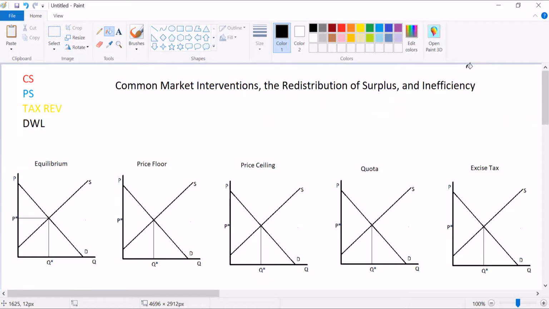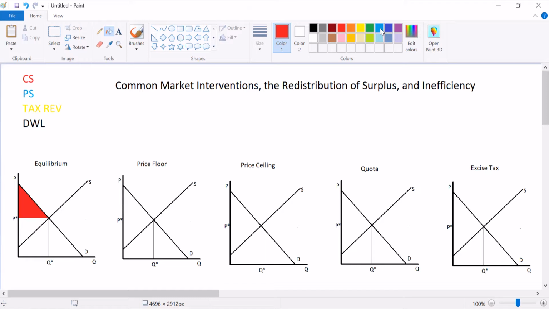Hey guys, welcome to my summary video on market interventions and how surplus gets redistributed and the inefficiencies of meddling in a competitive market. I've got videos for each of these other topics on here. I'm not going to go into big detail on what these all mean. Look earlier in my playlist or search around my channel. But in any case, I'm going to be showing the consumer surplus, producer surplus, tax revenue, and deadweight loss from each of them by shading them on the graph. And we'll discuss a little bit of what's happening.